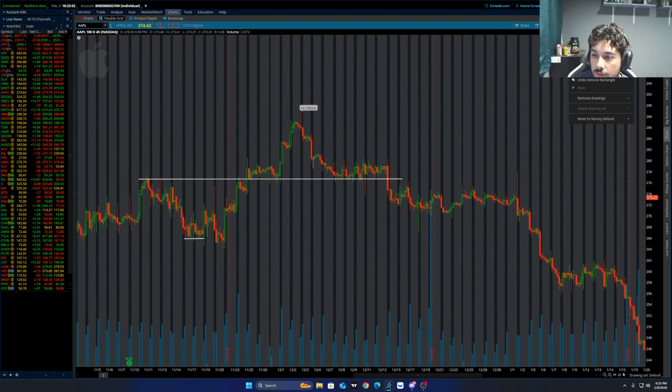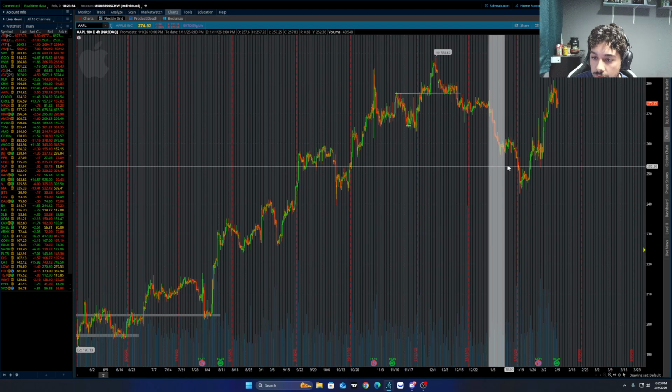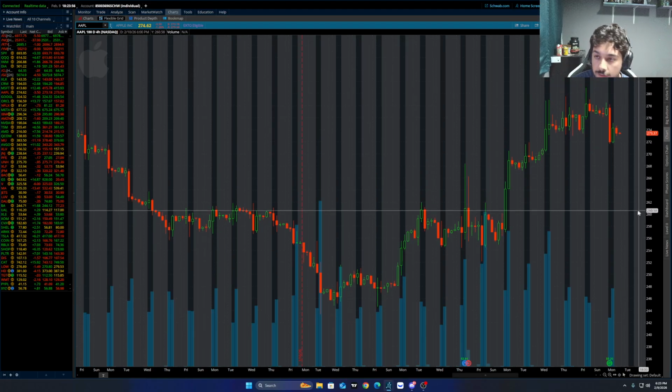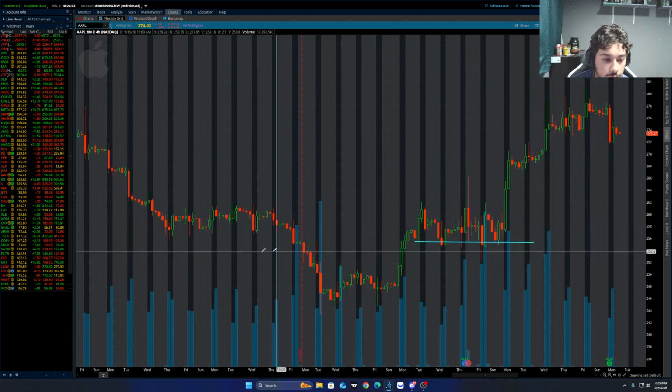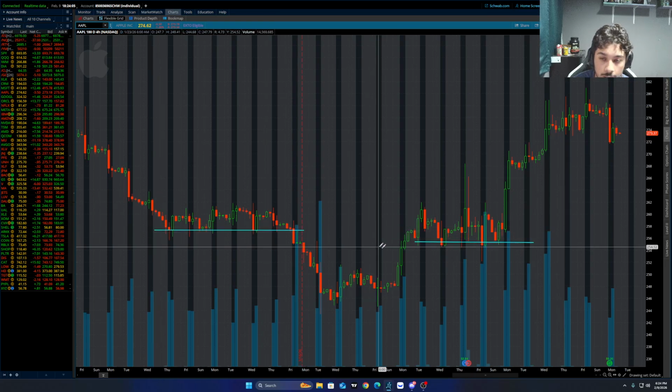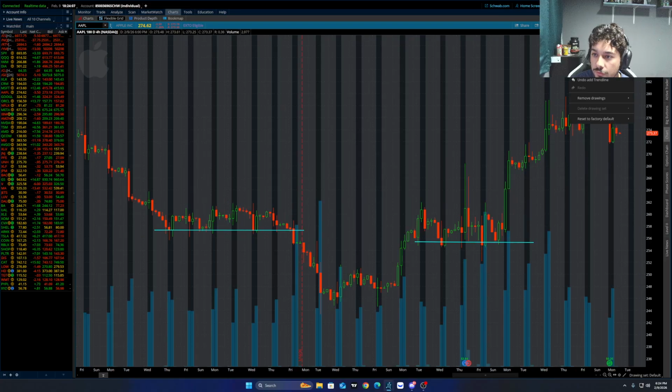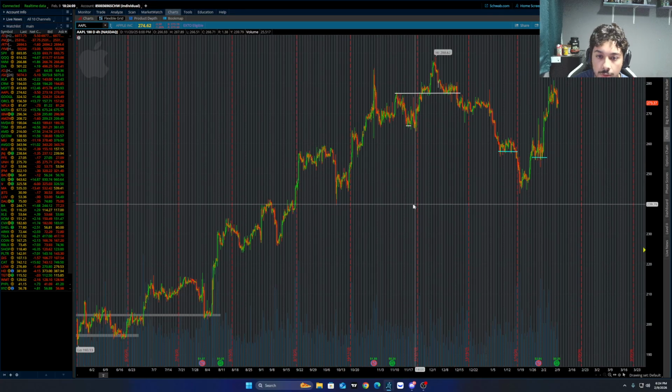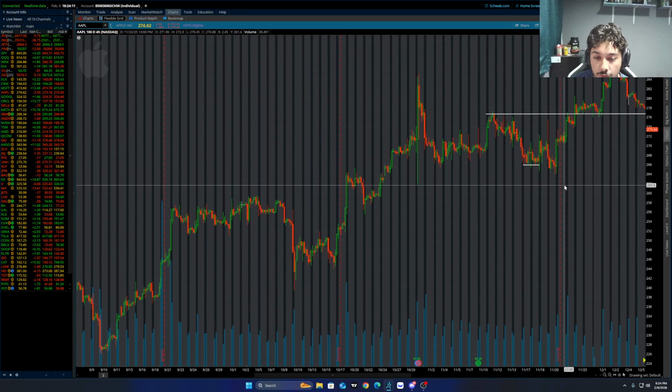Let's look at some more support areas. Same thing as with the bases. You'll most commonly find support areas in bases. That's where you'll usually find them, mainly, but also as well.